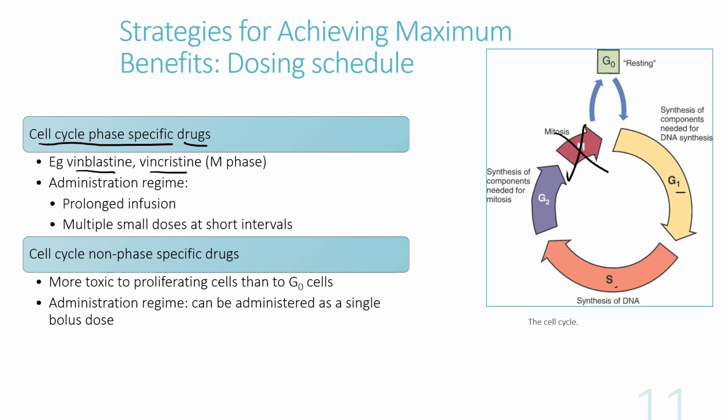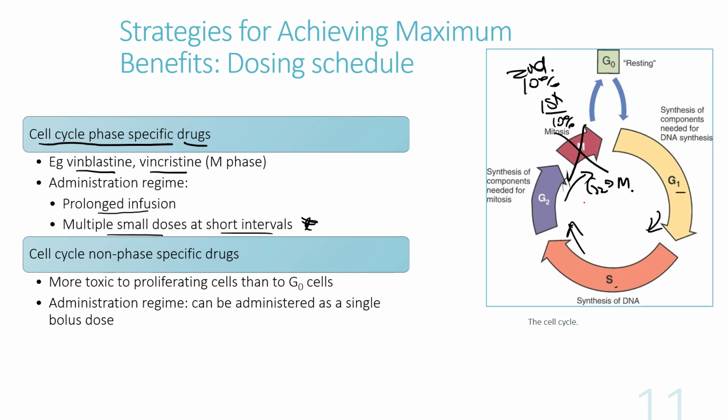In terms of the administration regimen, it is either a prolonged infusion or multiple small doses at short intervals. The logic behind the second strategy is this. You hit it the first time, it kills, say, the 10% of cells that are in mitosis. Then you wait, and the cells in G1 move on to the S phase, cells in S phase move to G2, and cells in G2 move to the M phase. Then you hit it the second time, and you might get another 10%, because of those cells that were in G2 and have moved to the M phase.